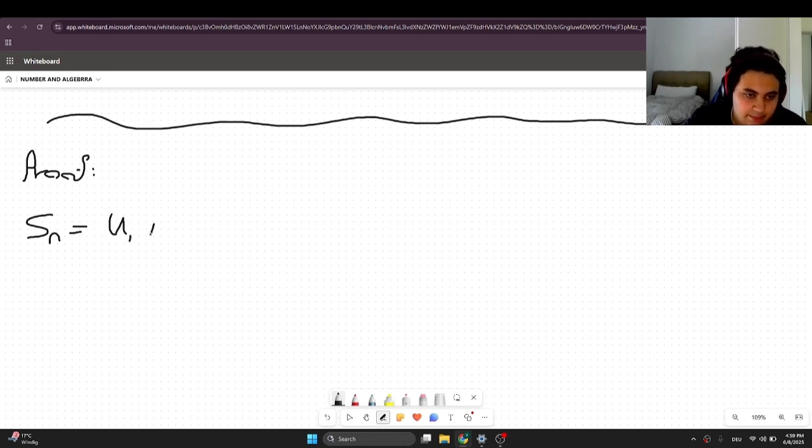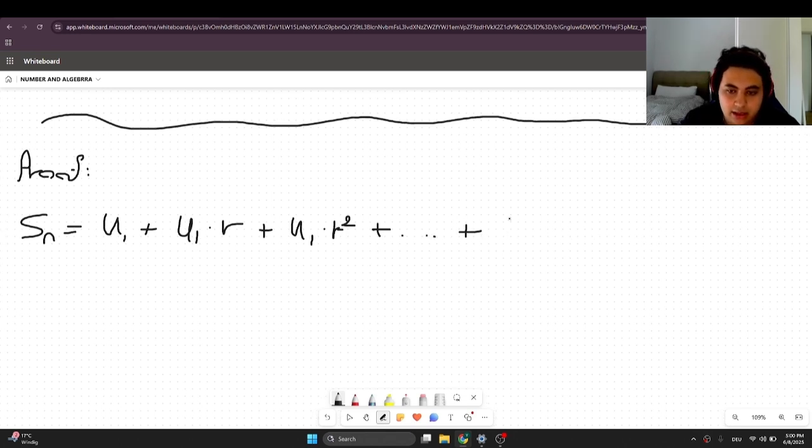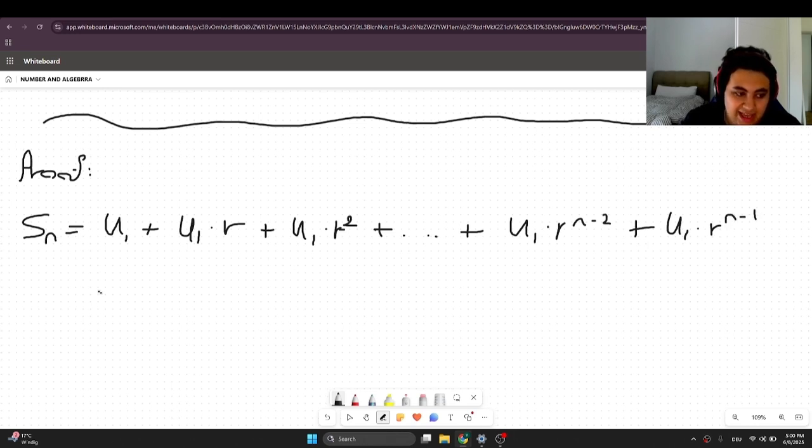Well, I have u1, and then I'm adding another term, which I then multiply by the common ratio, right? Then the term after that is going to be u1 multiplied by the common ratio squared. And then I'm going to have some things in between, and it's going to go on and on until I get to u1 times r to the power of n minus 2. And then my last term of this sequence will be u1 times r to the power of n minus 1. It's not going to reach n, it's going to reach n minus 1.